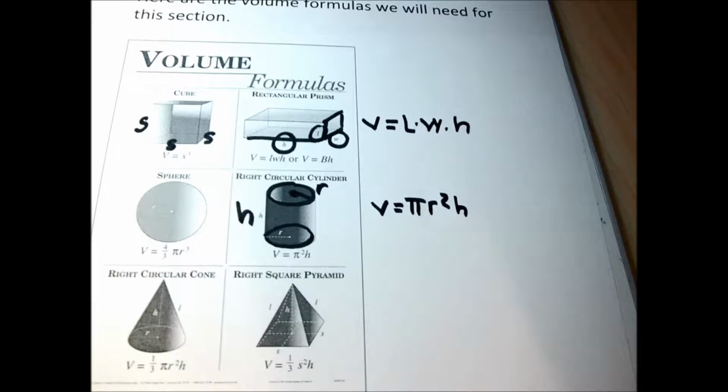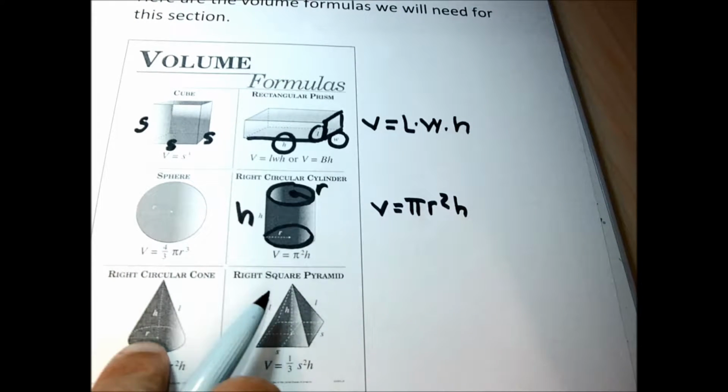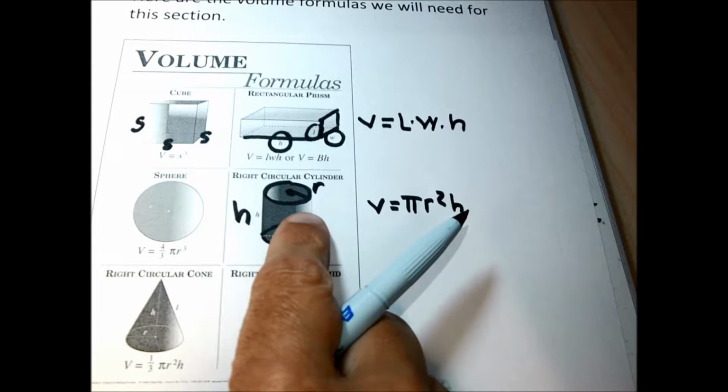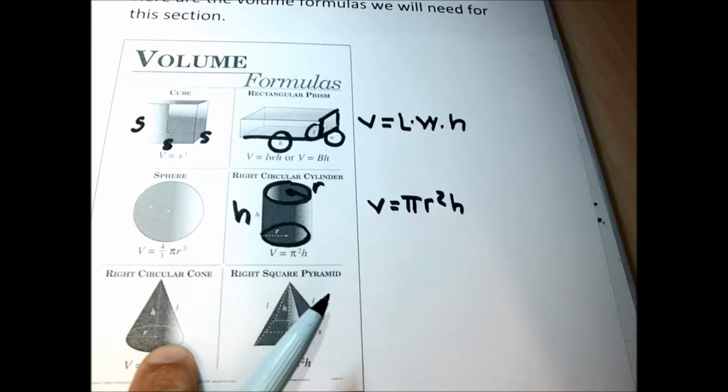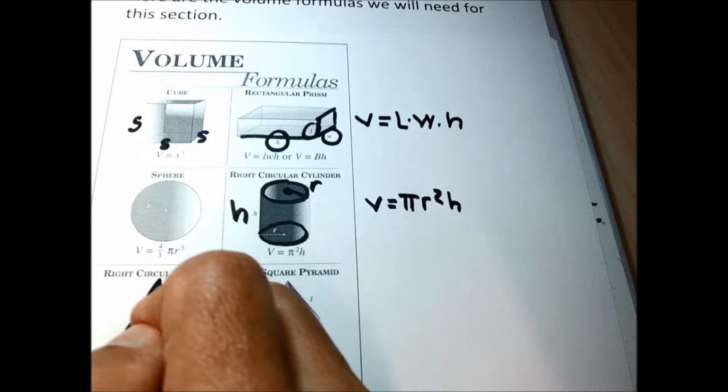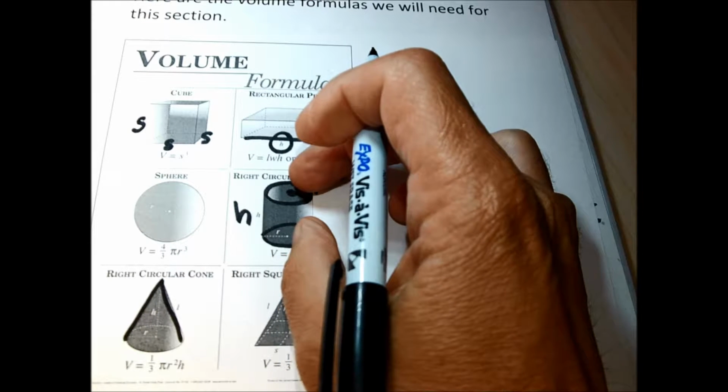So cylinders kind of correspond to cones. Prisms kind of correspond to pyramids. A cone is, well, I guess you know what a cone is, but a cone comes to a point, as opposed to a cylinder where the top and the bottom are the same shape.